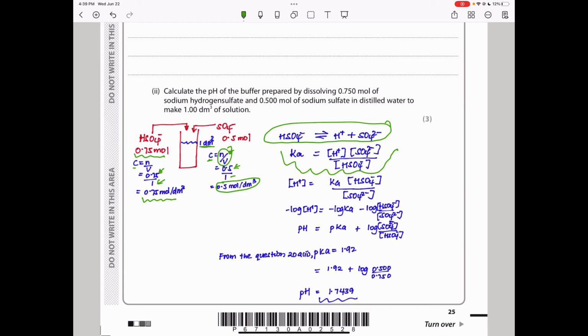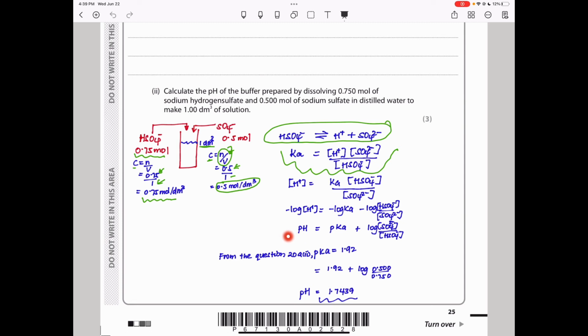So to find the H plus ion concentration here, I have to make it the subject by multiplying that times that and dividing everything by that, as you can see in this expression here. So then I introduce negative log. Negative log of H is going to be pH. Negative log of Ka is going to be pKa. And the negative log of this, if you want to convert it into positive, that goes above and that goes below, which gives me the plus log of SO4 minus over HSO4 minus.